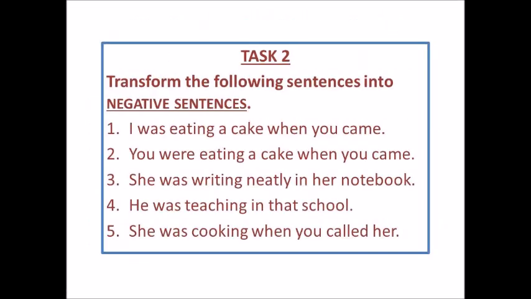It's time to practice the negative sentences of past continuous tense. Try to transform the following sentences into negative sentences. Please pause the video and do this exercise in your notebooks.